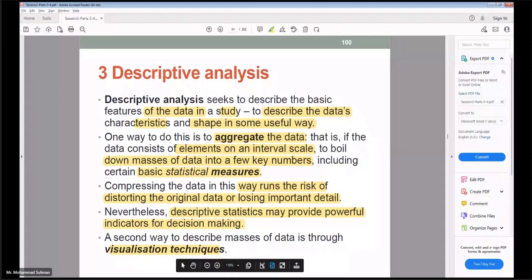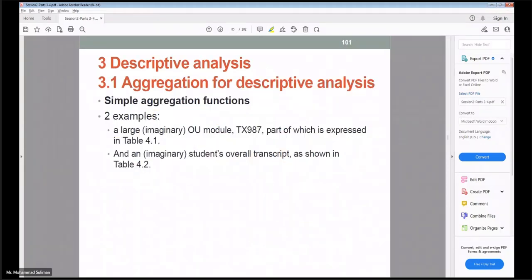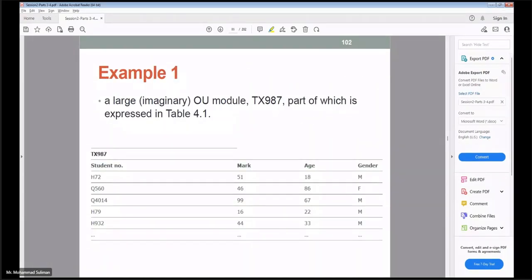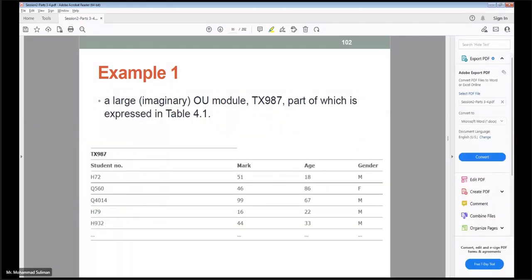Now, in descriptive analysis, what we said is to do the aggregation, that is, aggregate the data. So simple aggregation, for example: let's say we have two tables. One is a table representing an OU module taken by a number of students. TX987 is the module or the course taken by a number of students, their marks, their gender, their age. You can see here this is the course code, student number, student marks, age, and gender.